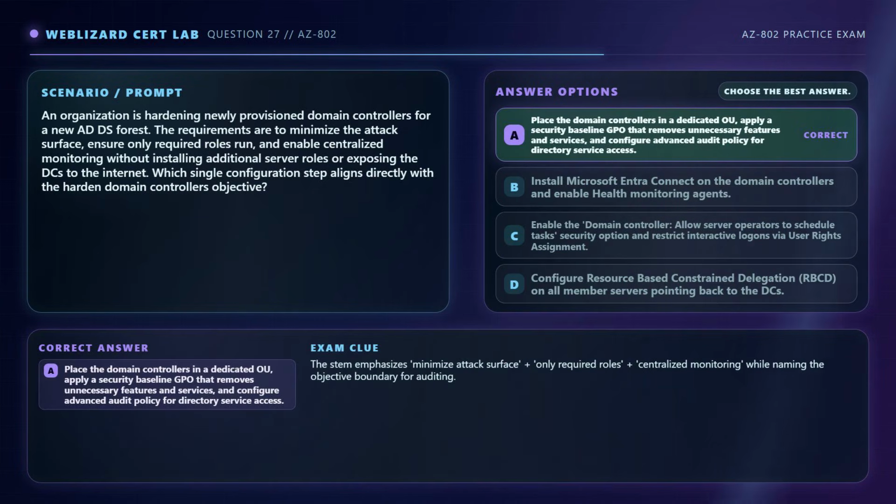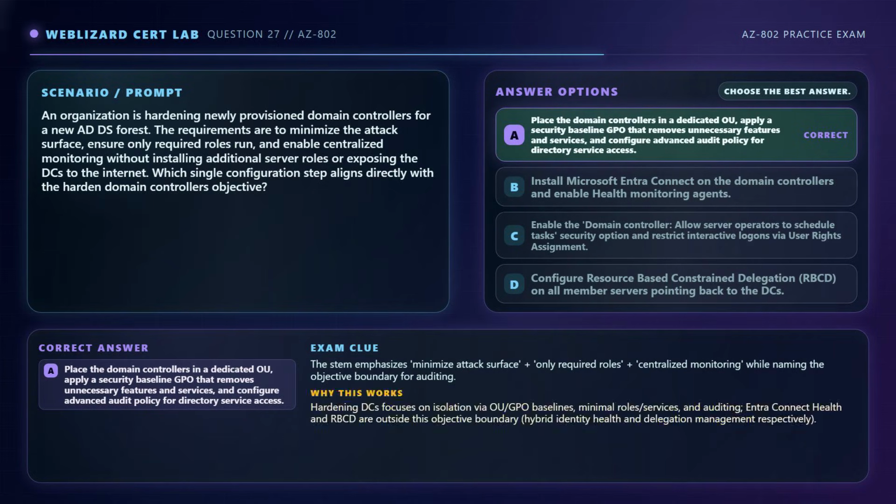The correct answer is A. Place the domain controllers in a dedicated OU. Apply a security baseline GPO that removes unnecessary features and services, and configure advanced audit policy for directory service access. Hardening DCs focuses on isolation via OU and GPO baselines, minimal roles and services, and auditing. Entra Connect Health and RBCD are outside this objective boundary: hybrid identity health and delegation management, respectively. The stem emphasizes minimize attack surface, plus only required roles, plus centralized monitoring, while naming the objective boundary for auditing.